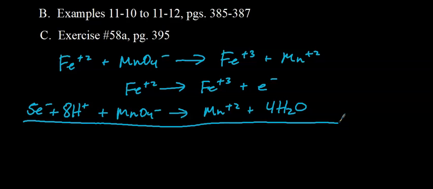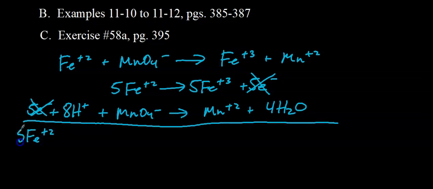We have 5 electrons gained, only 1 electron lost. That does not make sense. The electrons gained must be equal to the electrons lost. So we're going to multiply our iron half reaction by 5. Multiply everything in that half reaction by 5. So we have 5 electrons lost, 5 electrons gained. Those cancel.